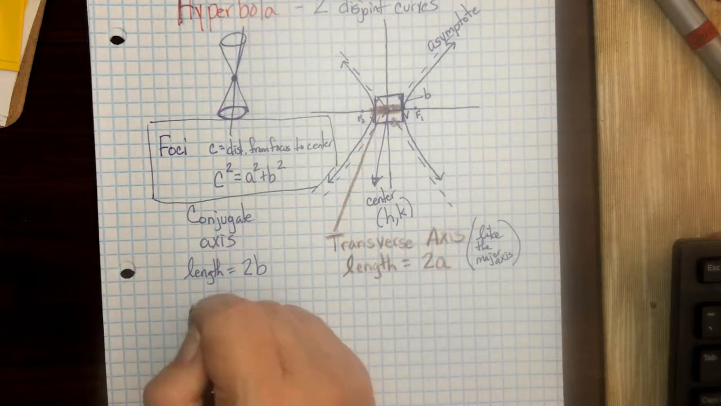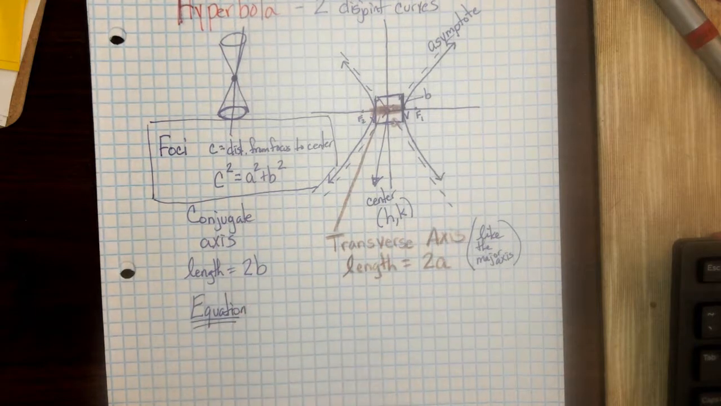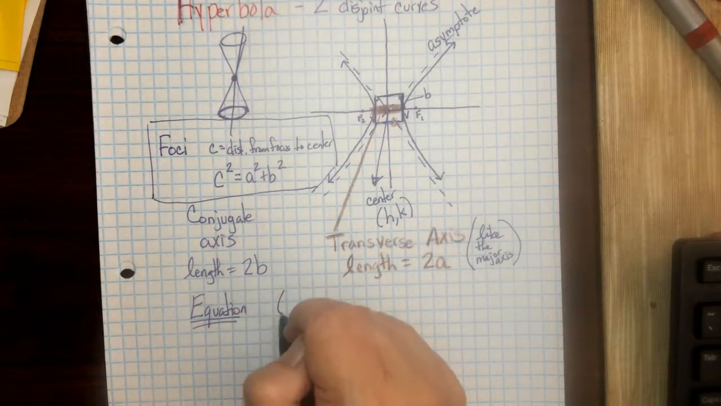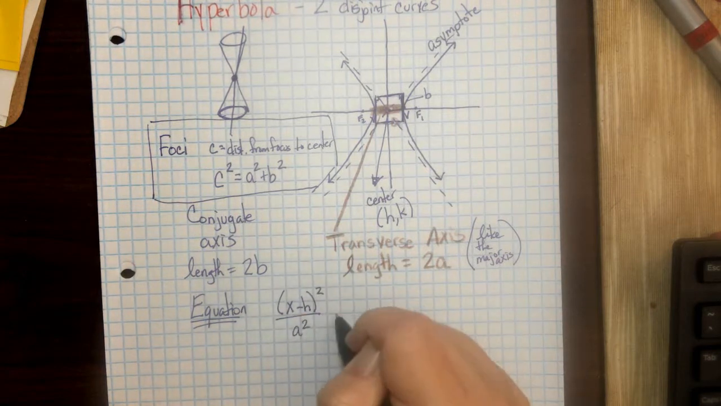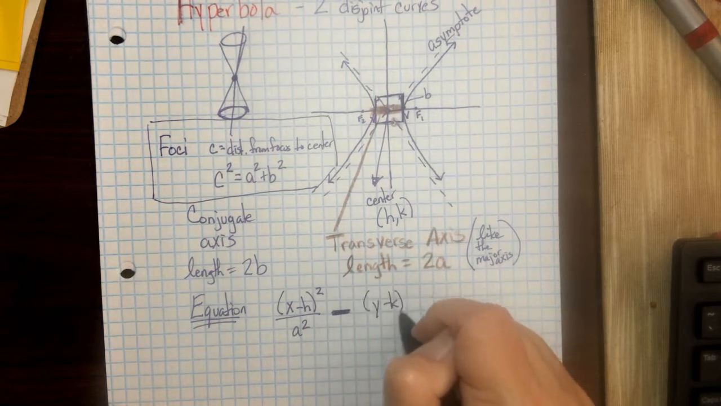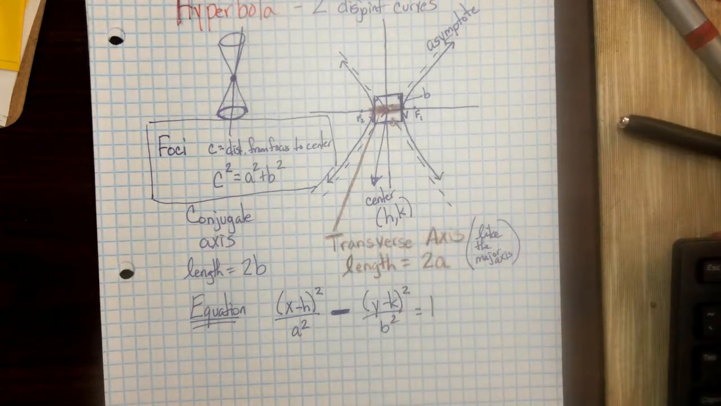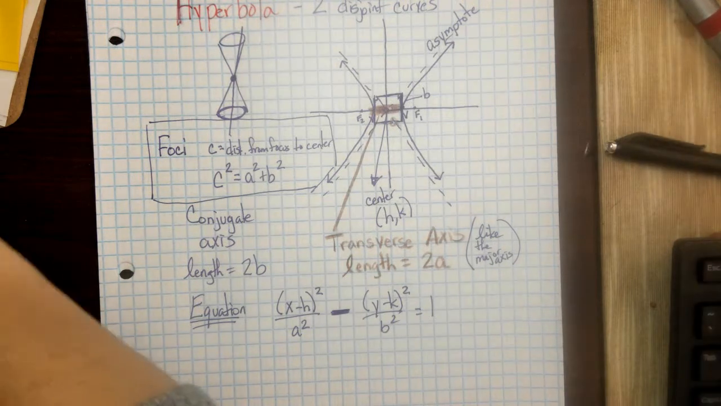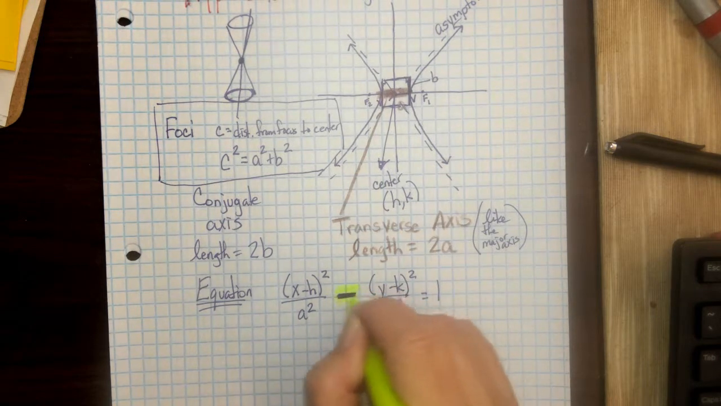All right, so then last but not least, let's look at the equation. The equation for this hyperbola is x minus h squared over a squared minus y minus k squared over b squared is equal to 1. So first you look at, Ms. Collier, isn't that the same equation as the ellipse? Almost. What's different? The minus.